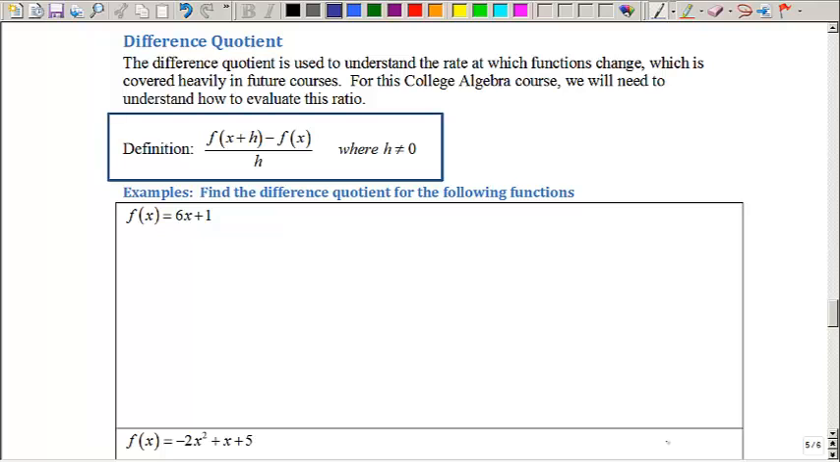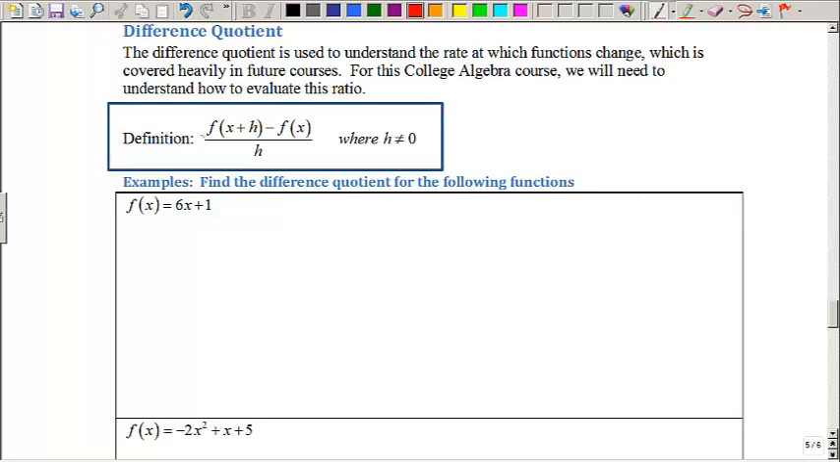The definition of the difference quotient is f of x plus h minus f of x all divided by h, where h cannot be equal to 0 because otherwise it would not be defined. We're going to take different functions and try to evaluate the difference quotient for each of these functions. Students often have a hard time with the f of x plus h part of the difference quotient. So before I do each problem, I'm going to come over to the side of the problem and evaluate f of x plus h before we actually do the entire difference quotient.